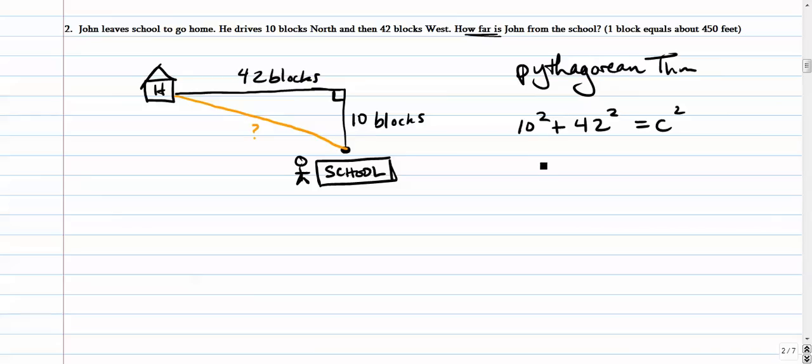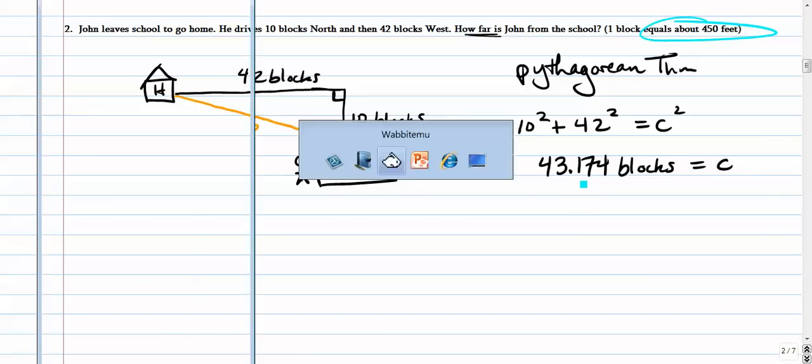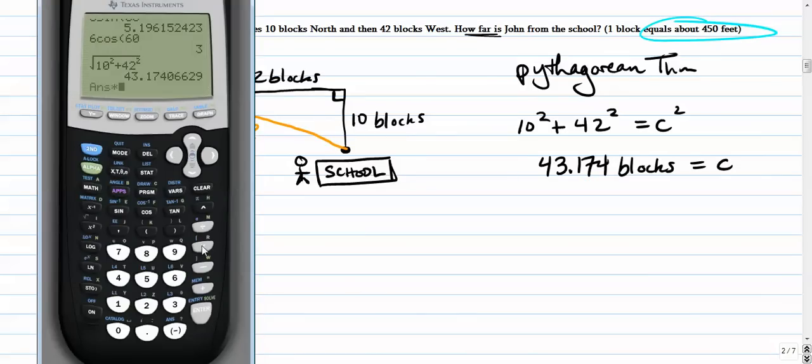So your answer is 43.174. That's what c is equal to. And it's helpful to label that with the appropriate label, because the question's not asking us for blocks. It's asking us for a conversion of blocks to feet. Each block equals 450. So all I need to do is figure out, if one block equals 450 feet, 43.174 blocks times 450 will give you the answer in feet. So that's 19,428.